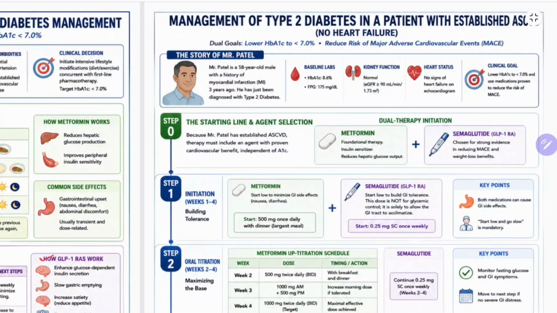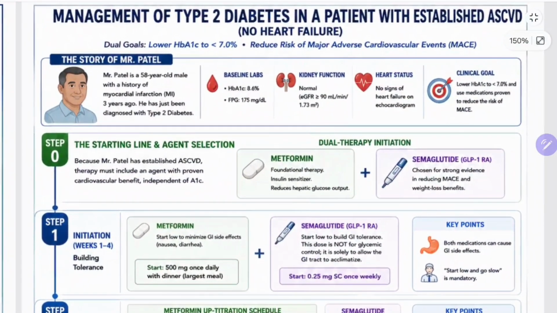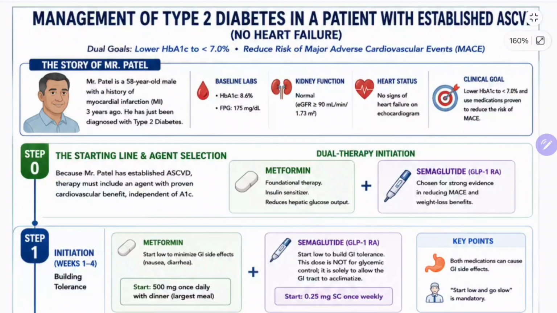Now coming to the second case. Here is a case, a patient with type 2 diabetes mellitus who has established atherosclerotic cardiovascular disease, maybe angina or coronary artery syndrome, like that. But the patient does not have any heart failure. He has coronary vascular disease but no heart failure.